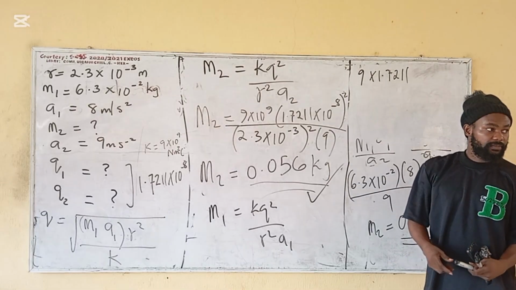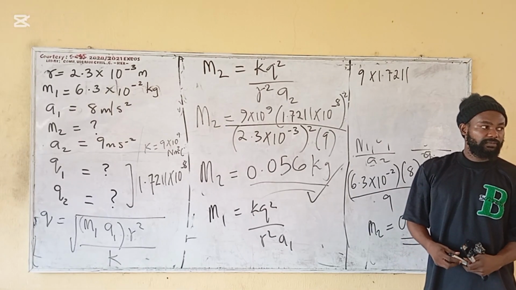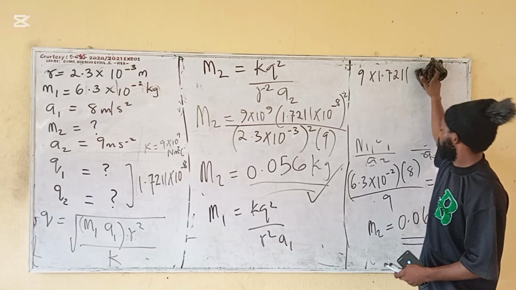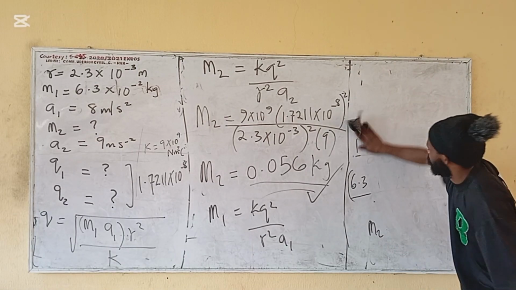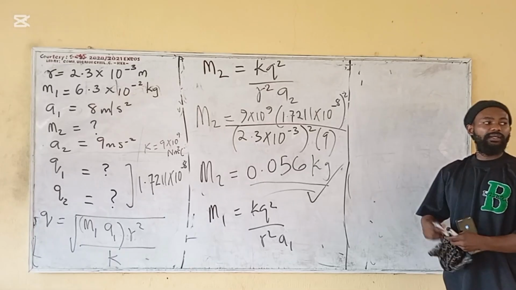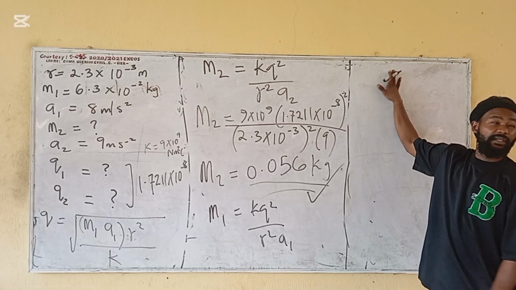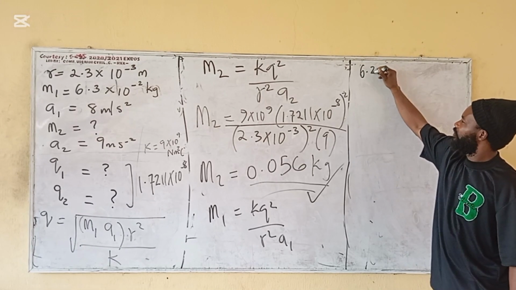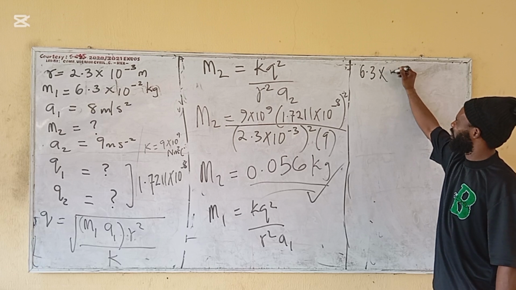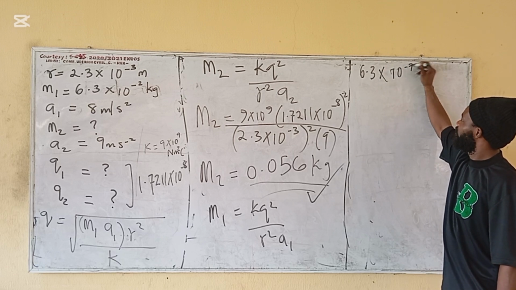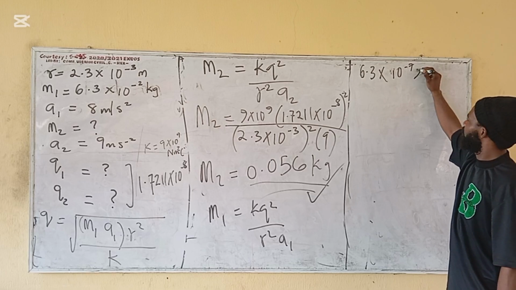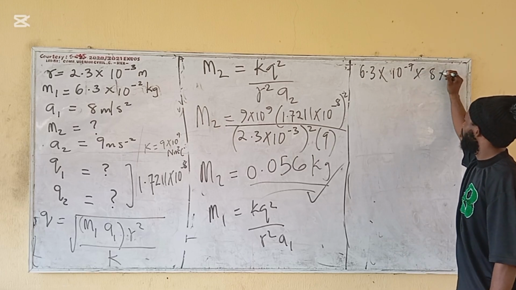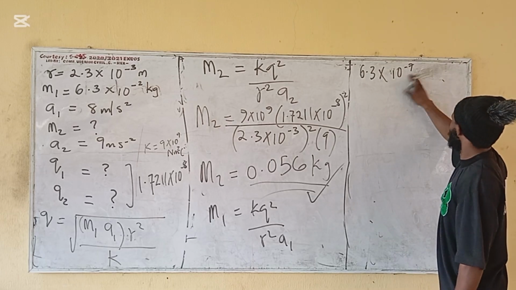I want us to solve this one in my book, let's see if maybe I'm the one getting it wrong. The charge, let me just give you. The mass is 6.3 times 10 to the power minus 7, times 8, which is acceleration. Times 3.2 times 10 to the power minus 3.